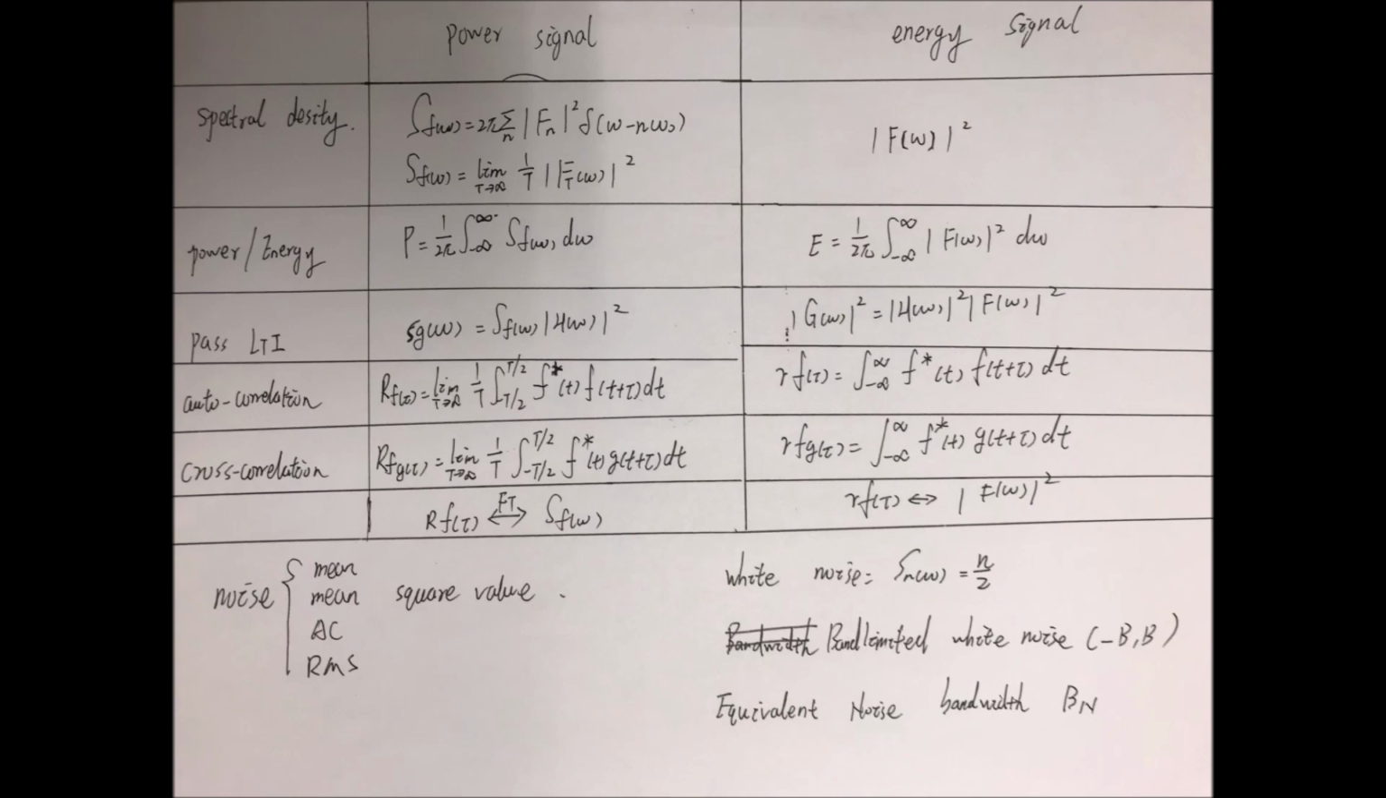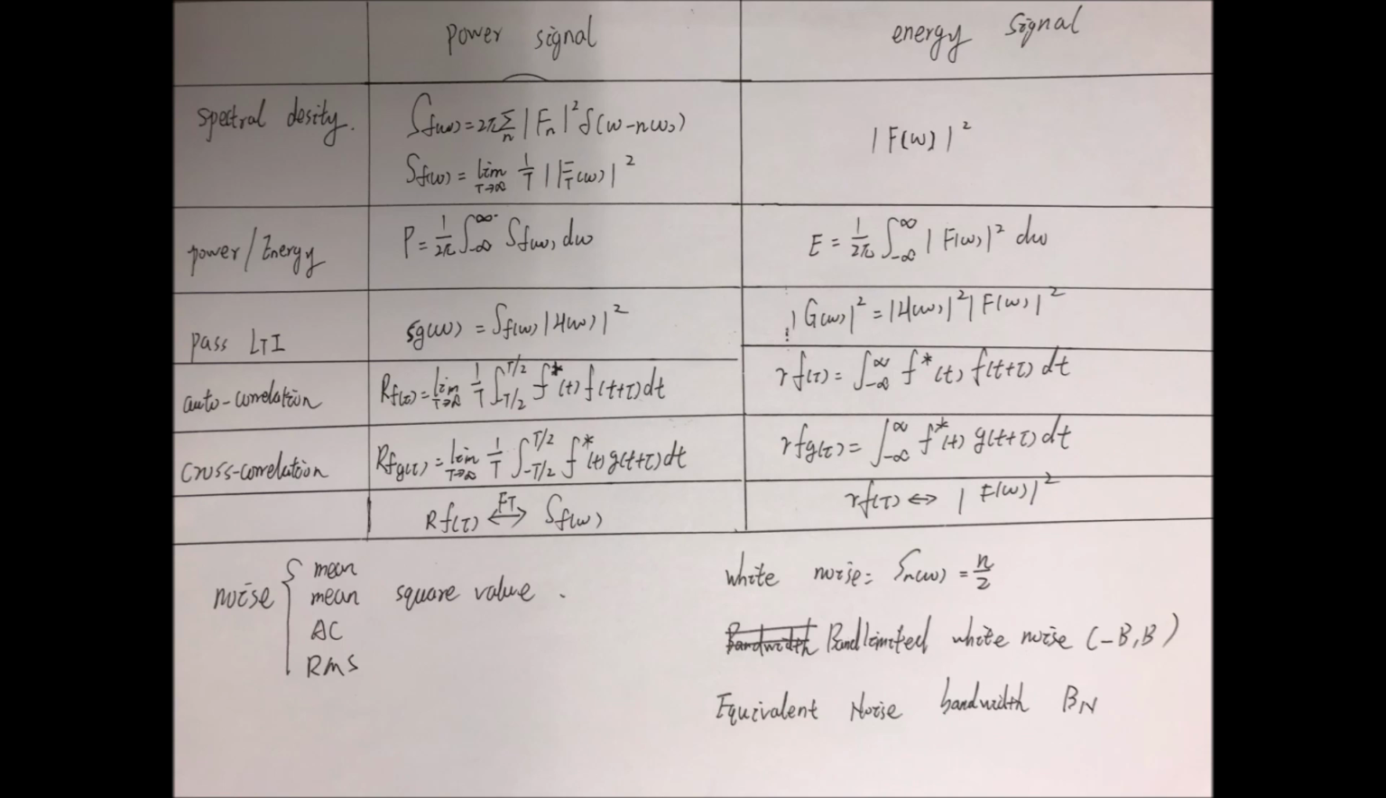Last one: correlation and spectral density are related. R_F(tau) and S_F(omega) are a pair of Fourier transforms. Same thing for energy: the energy correlation and the energy spectral density are a pair of Fourier transforms. Any questions for this table? We have summarized all the important things.